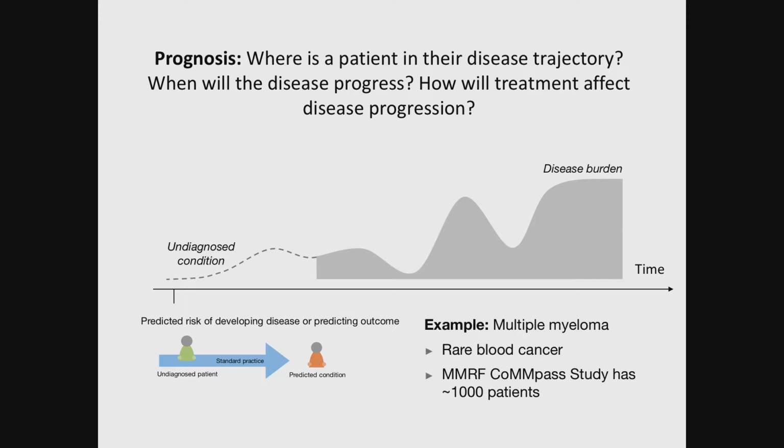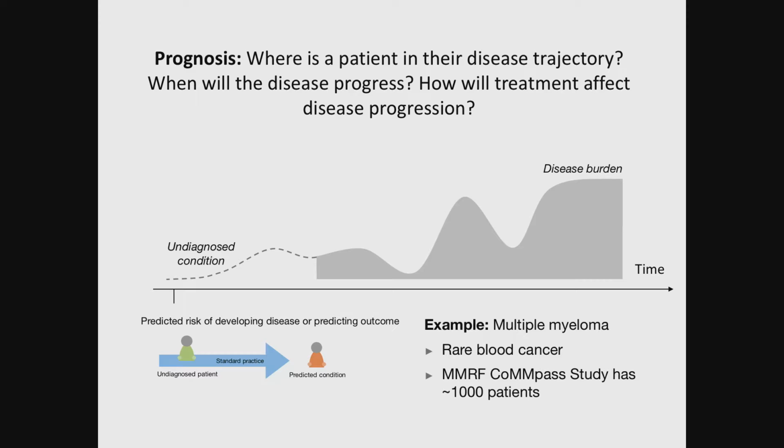A second question is, when will the disease progress? So if you have a patient with kidney disease, you might want to know something about when this patient with kidney disease will need a transplant. Another question is, how will treatment affect that disease progression? That I'm sort of hinting at here when I'm showing these valleys that we conjecture to be affected by treatment. But one often wants to ask counterfactual questions, like what would happen to this patient's disease progression if you did one treatment therapy versus another treatment therapy? So the example that I'm mentioning here in this slide is a rare blood cancer named multiple myeloma.